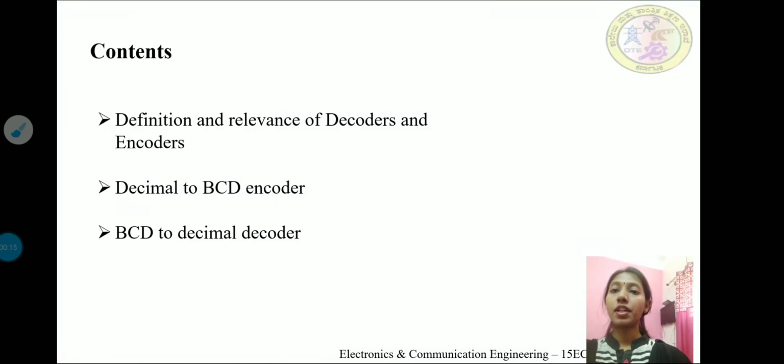The topics covered in this session are the definition and relevance of decoders and encoders, the decimal to BCD encoder, and the BCD to decimal decoder.